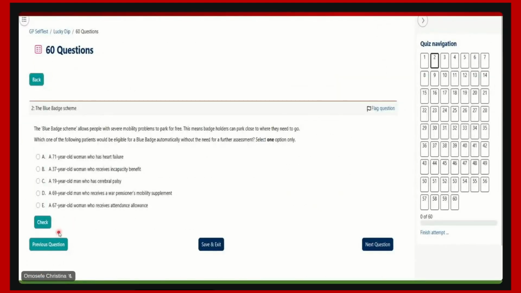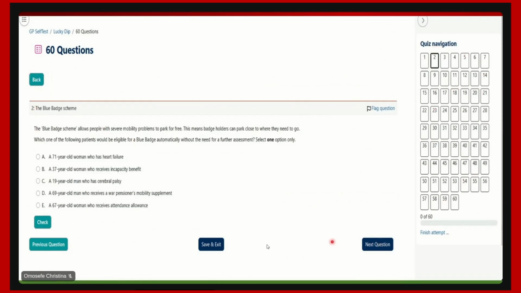This is what the GP self-test looks like in your RCGP account. It's free for you as a GP trainee, or if you are registered as a member with the RCGP. Even if you are a GP and you are still registered as a member, you can access it just like what I've done. And this is what your questions look like. In the exam, you will have 200 questions. I've only picked 16.